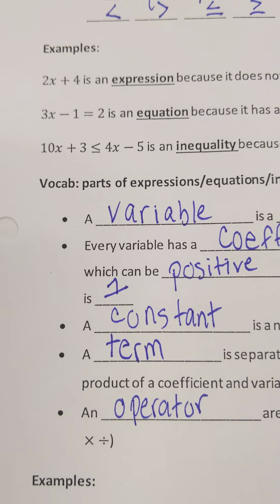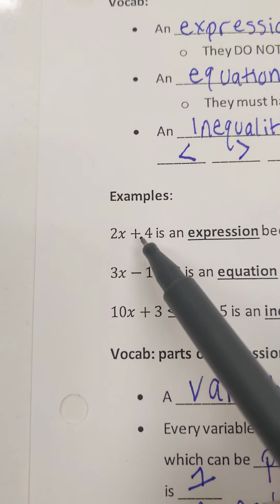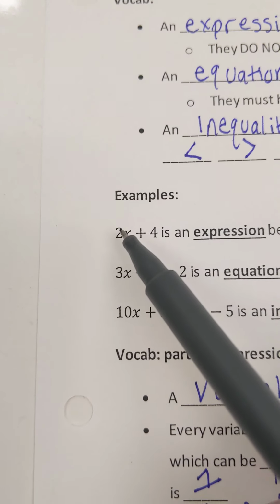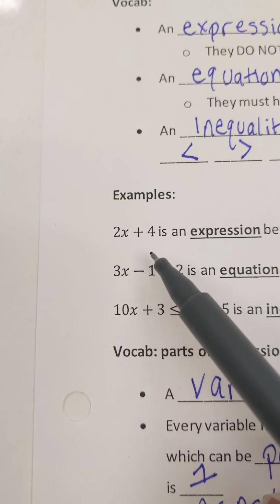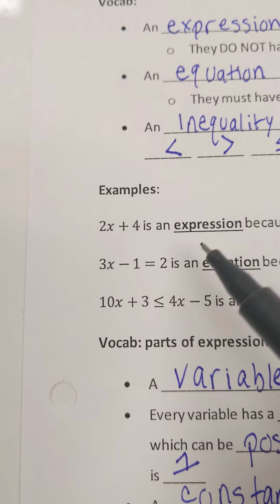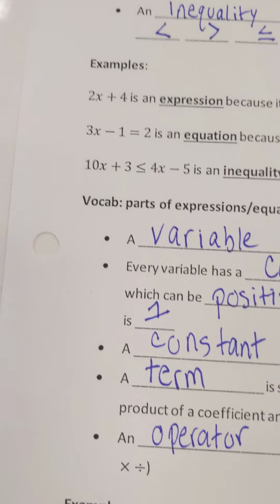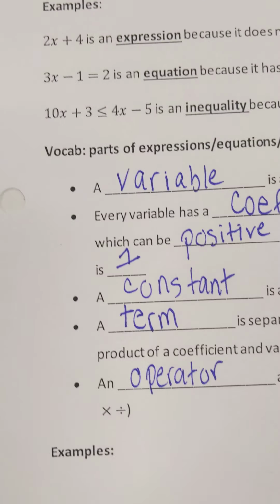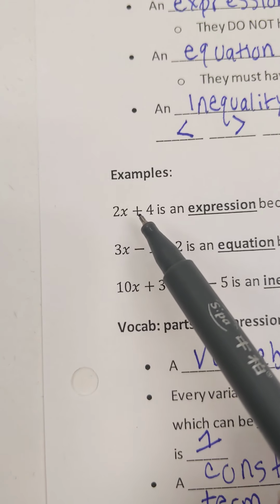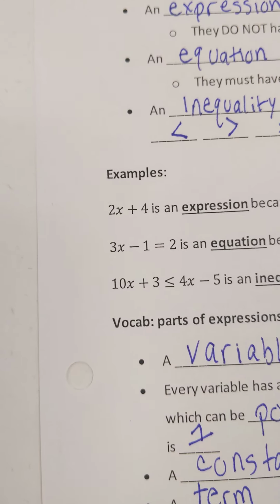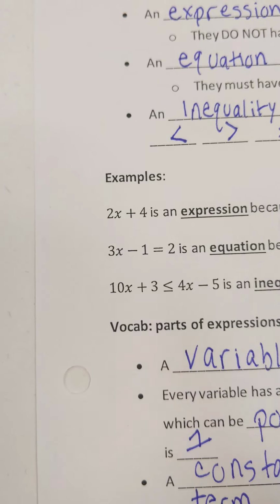Terms are the entire part separated by a plus or minus sign. So 2x is a part, but then there's a plus sign. So 2x is a term, and 4 is a term. 3x is a term, minus 1 is a term, and 2 is a term. And then our operators are those plus, minus, multiply, divide. Equal sign is not an operator. Plus sign is an operator. Minus sign is an operator. This is not an operator, and this is not an operator.